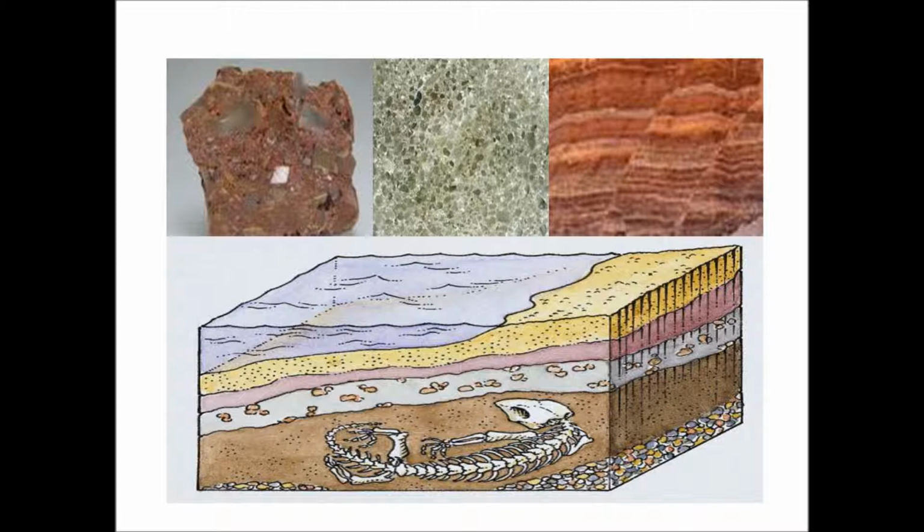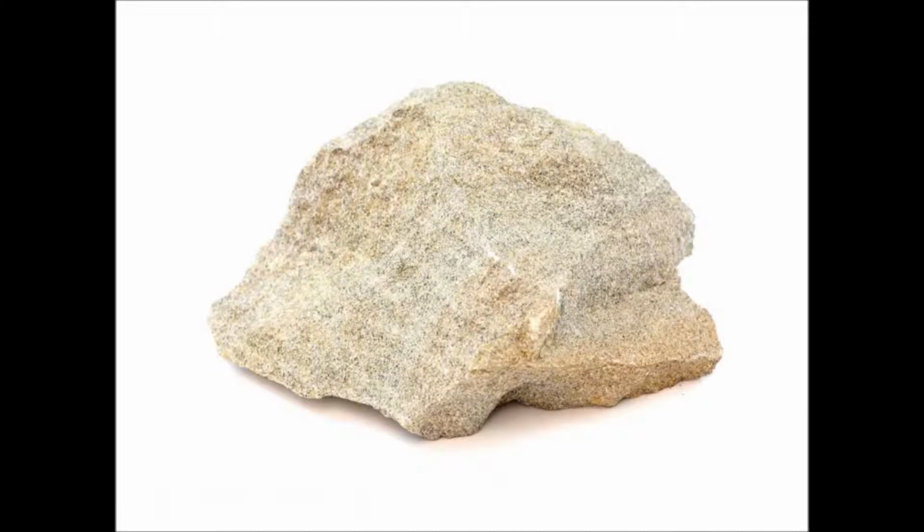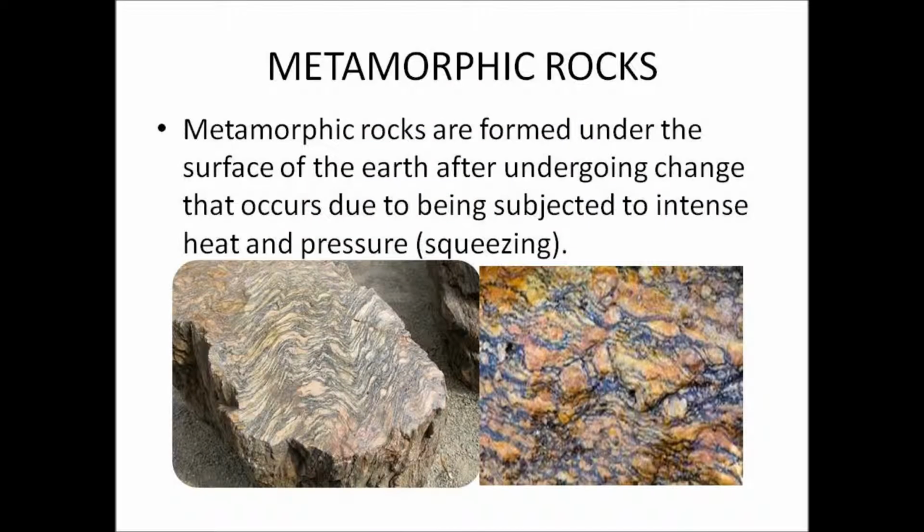Generally, sedimentary rock is fairly soft and may break apart or crumble easily. You can often see sand, pebbles, or stones in the rock, and it is usually the only type that contains fossils. Examples of this rock type include sandstone and limestone.